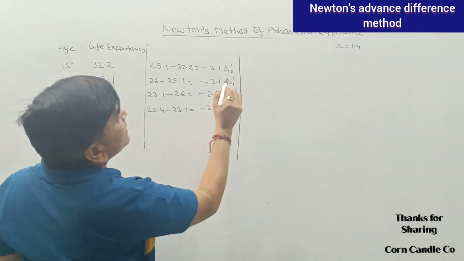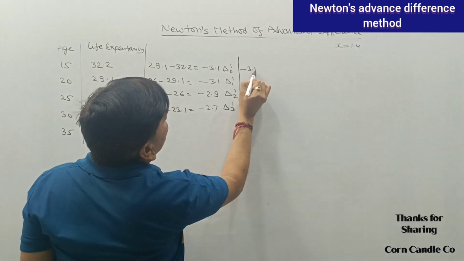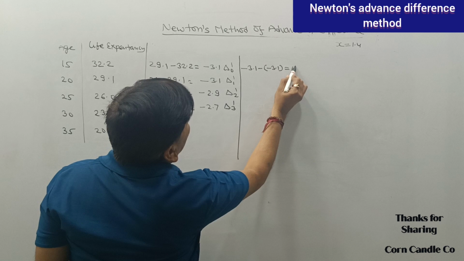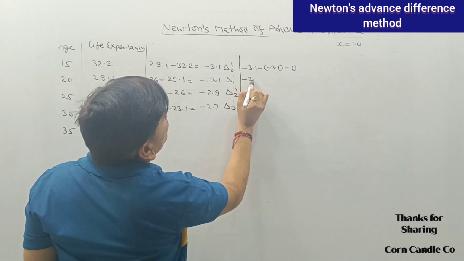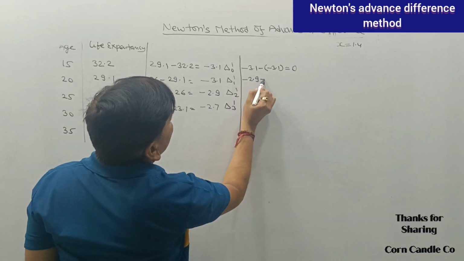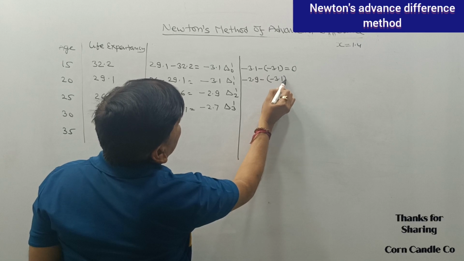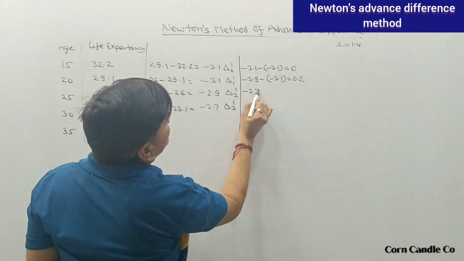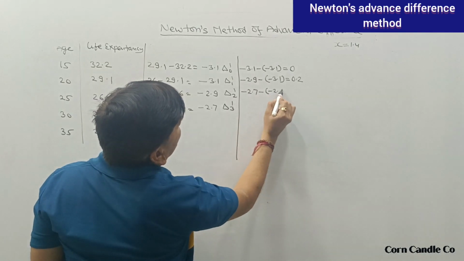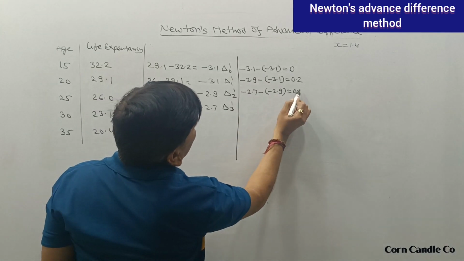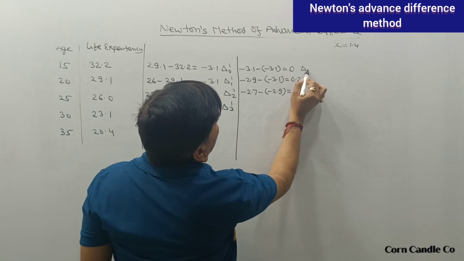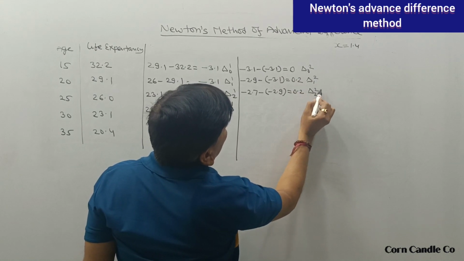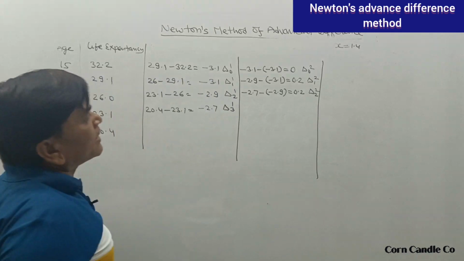Now second difference is minus 3.1 minus 3.1, that is 0. Minus 2.9 minus 3.1, so that is 0.2. Third one is minus 2.7 minus 2.9, that is 0.2. That is delta 0.2, delta 1.2, delta 2.2. This is second difference.